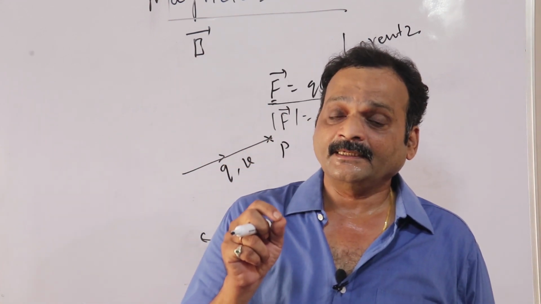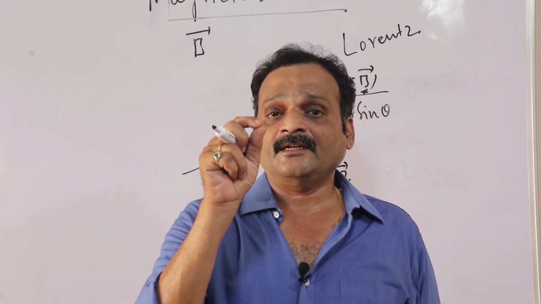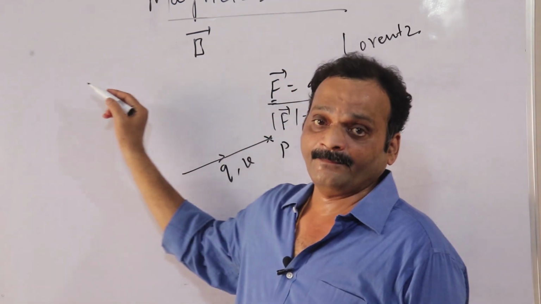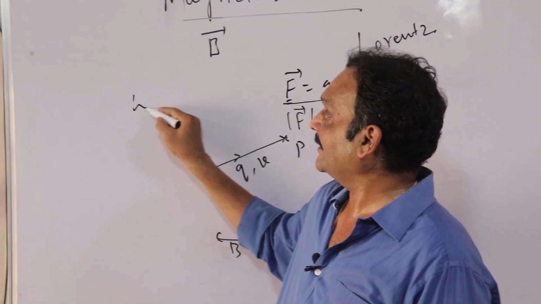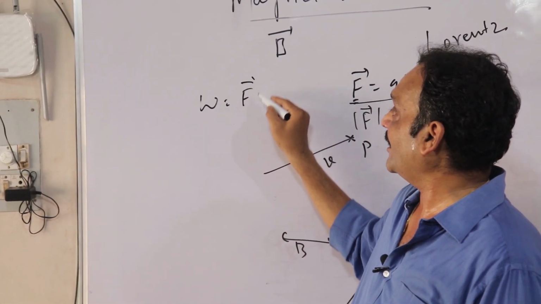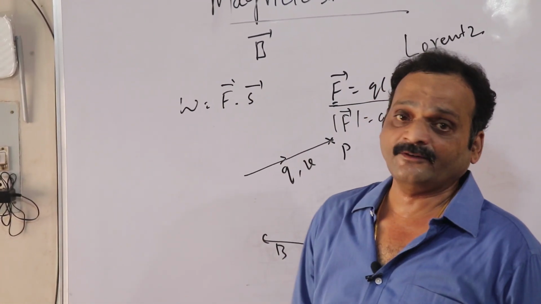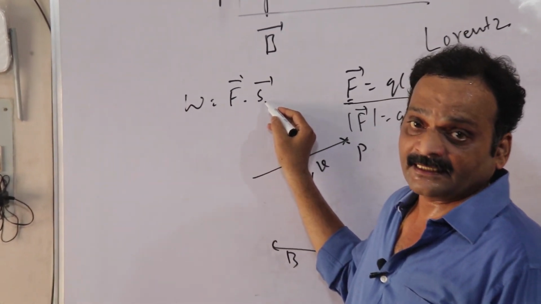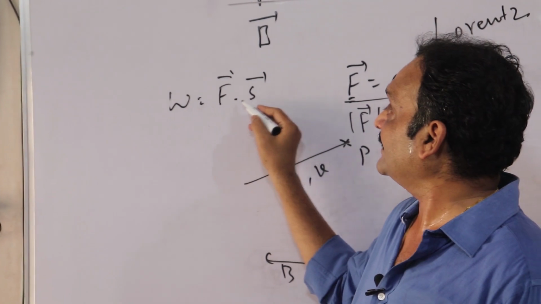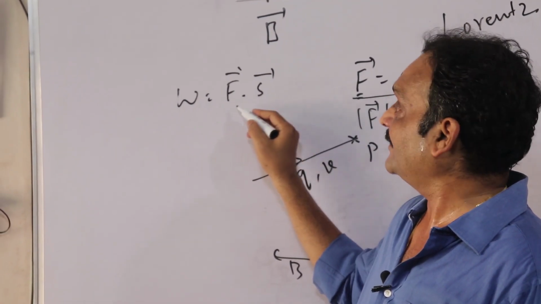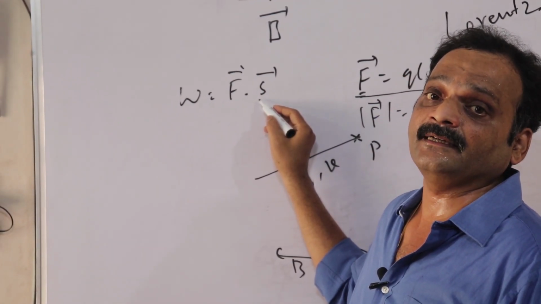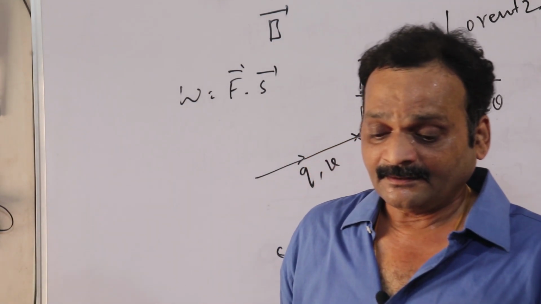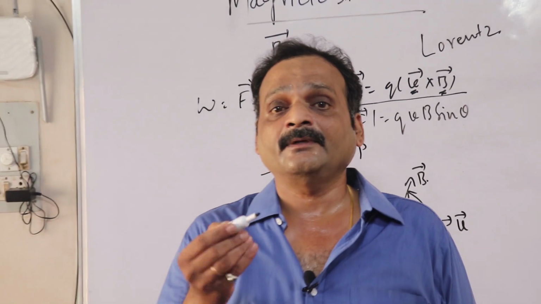And one more thing, when the force and velocity are perpendicular to each other, work done will be zero. Work done, how do you write? F dot S, force dot displacement. Displacement will be in the direction of the velocity, so it is the dot product of force and velocity. If they are perpendicular, the result will be 0. Result is 0 means what? The magnetic field will not do any work.